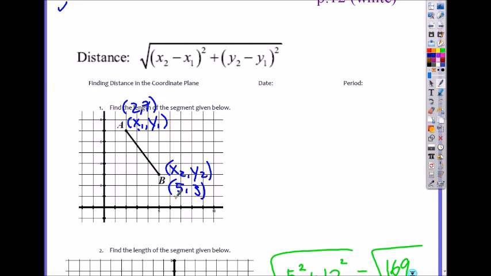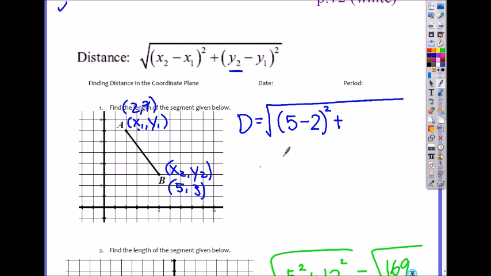So I'm going to first show you how to find the distance using the distance formula. So let's plug it in. So distance equals the square root of, what's x2? 5 minus x1, 2 squared plus y2. y2 is 3 minus, what's y1? 7 squared. And you just evaluate it.